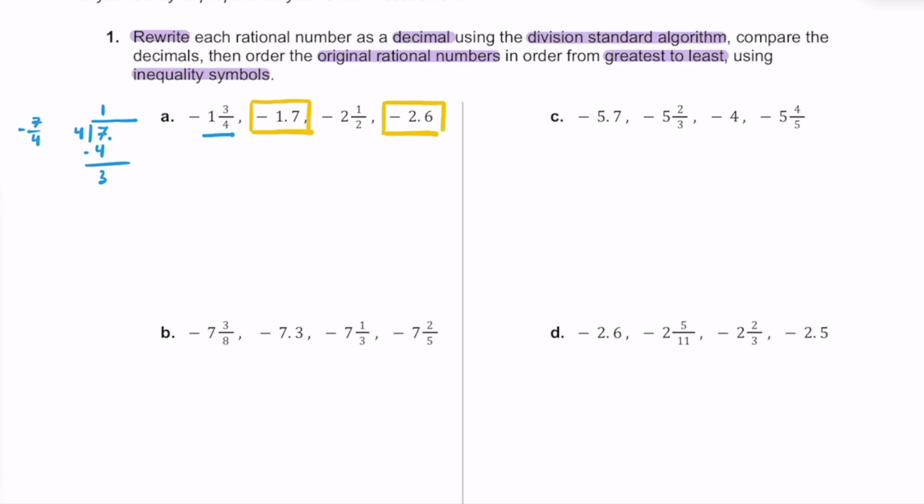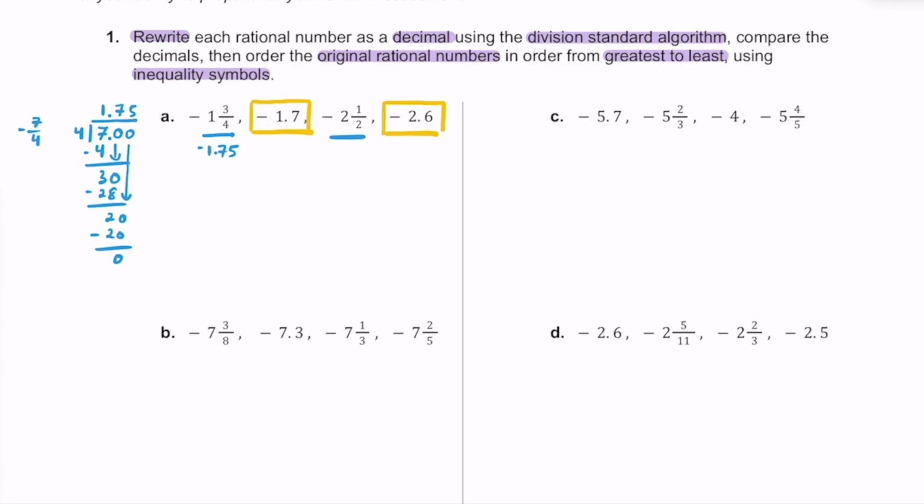Go ahead and put a decimal point and add a 0 inside that division house. Bring down that 0. 4 into 30 is going to be 7. 7 times 4 is 28. 30 minus 28 is 2. Let's add a 0 and bring it down. 4 into 20 is going to be 5. 5 times 4 is 20. We see here that we're going to get a remainder of 0. So this is going to be negative 1 75/100. That's the same thing as negative 1 3/4. So that's using our long division.